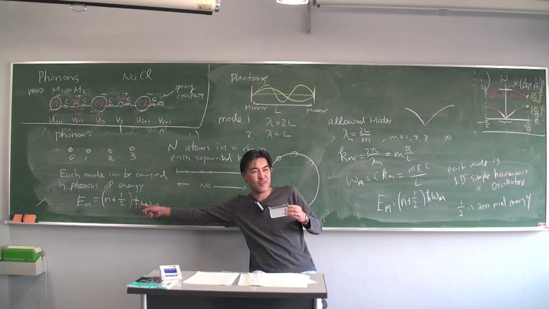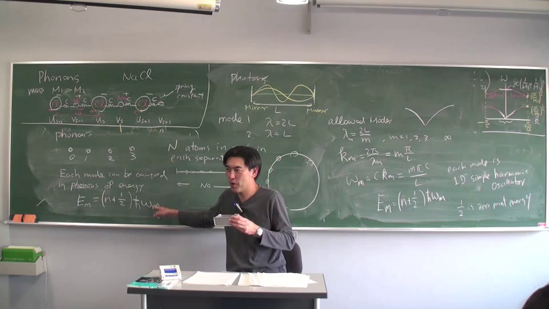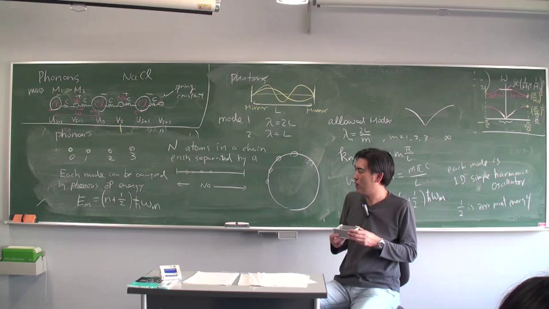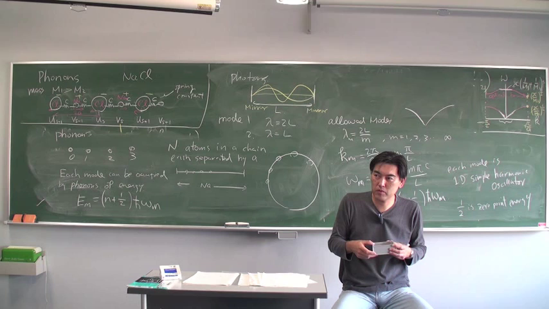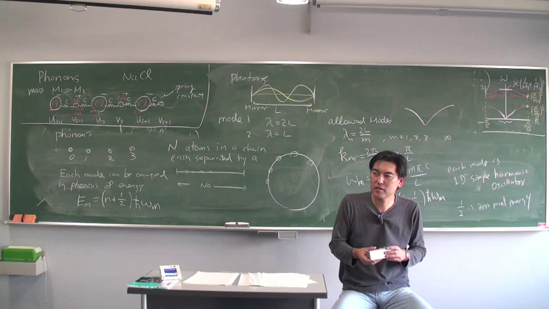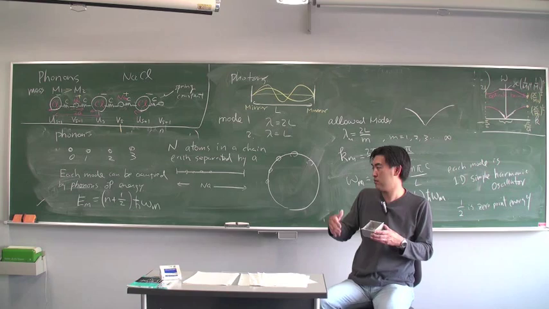There's always zero point vibrational energy, which is given by 1/2 H bar omega, with N equals 0. So even at 0 Kelvin, which is of course not attainable by the third law of thermodynamics, there's zero point energy of phonons. Okay? And then at high temperature, there's always more phonons.